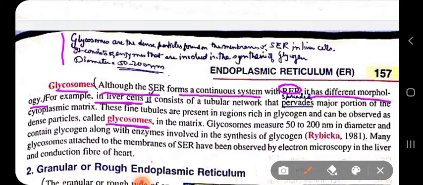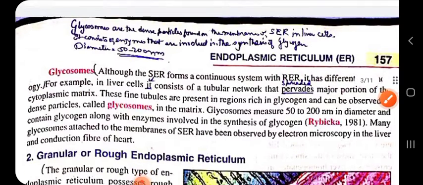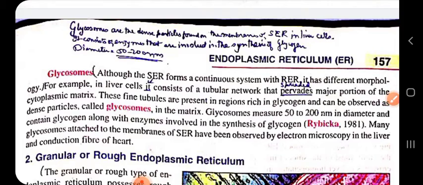That's why they have said that although smooth endoplasmic reticulum forms a continuous network with the rough endoplasmic reticulum, still it has a different morphology. Each of the endoplasmic reticulum has a different morphology. This is what they want to say actually.